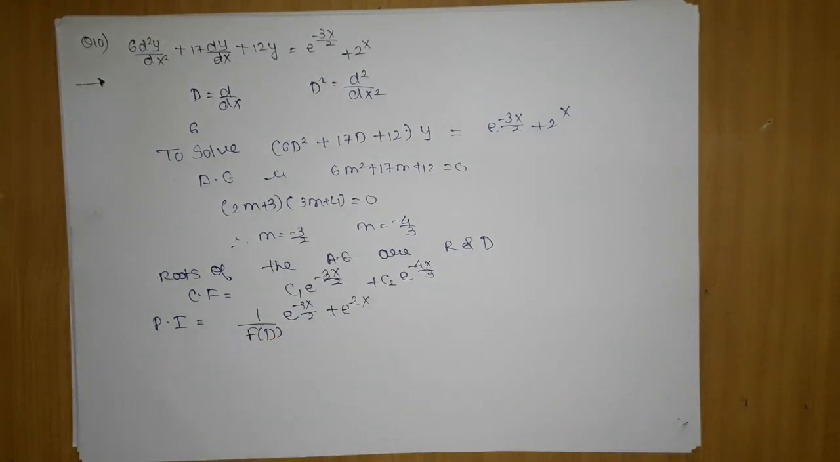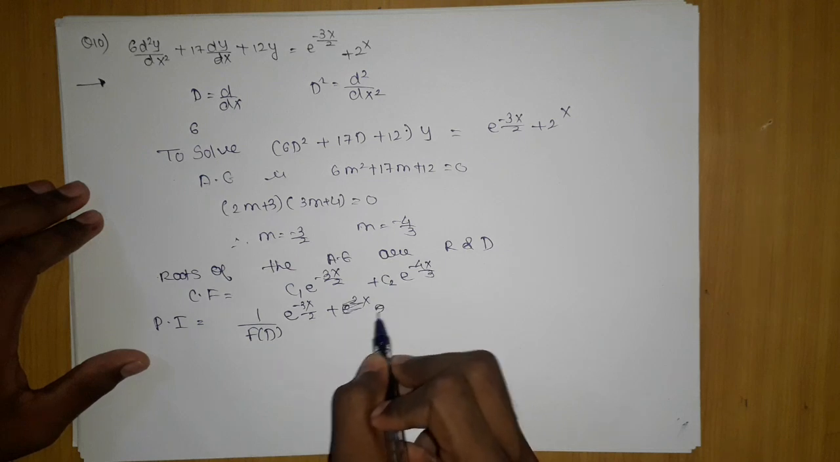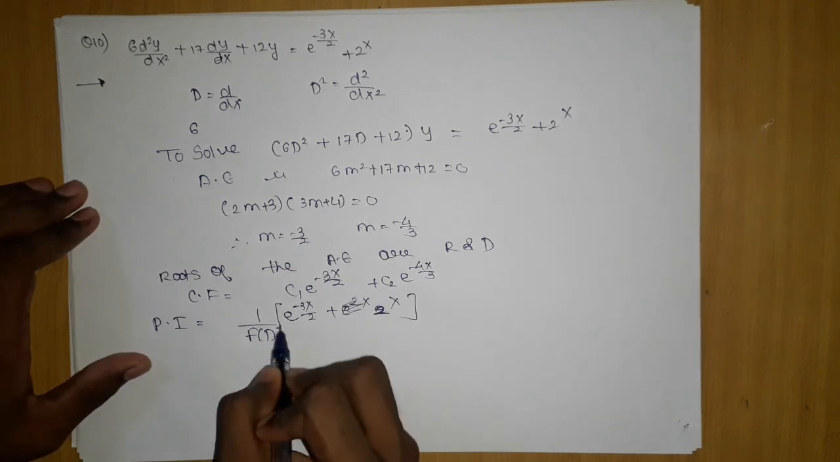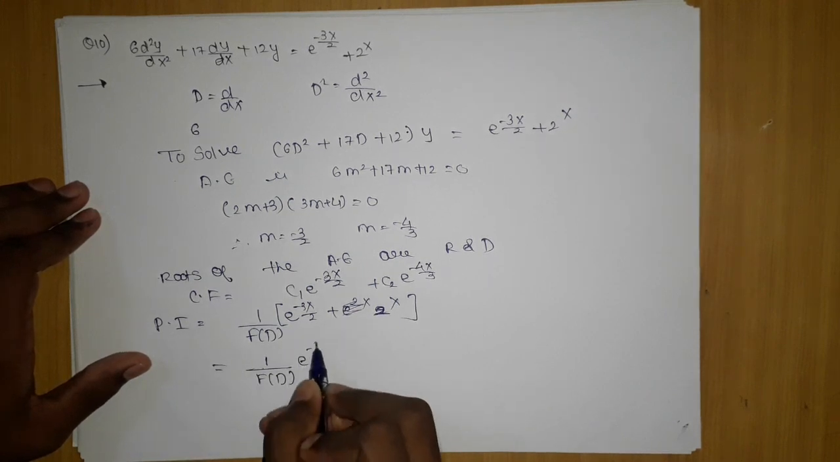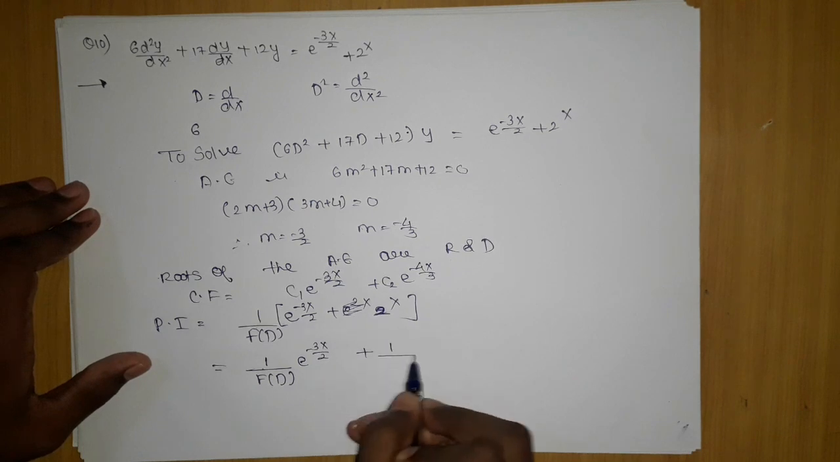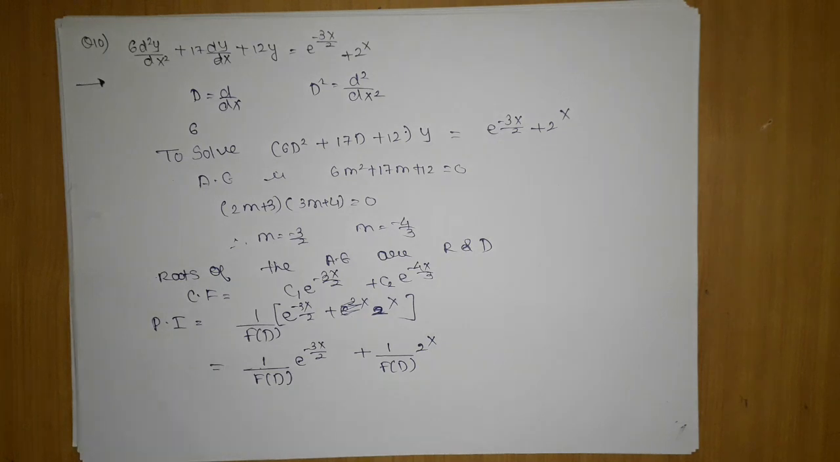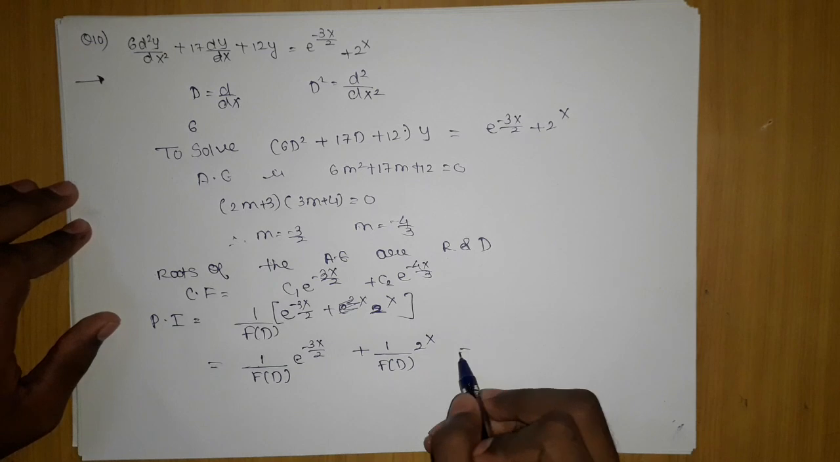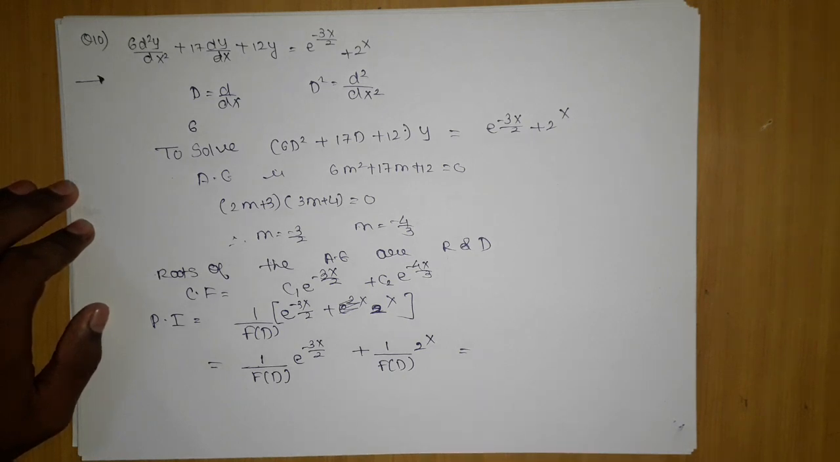So what we are going to do in this is, this was 2 to the power x. So we'll multiply 1 upon f of d with each of them. So 1 upon f of d e to the power minus 3x by 2 plus 1 upon f of d into 2 to the power x. Now you will be wondering what to do with 2 to the power x. So what we are going to do is write it in such a format that it will appear as e. How we will do it, just see.